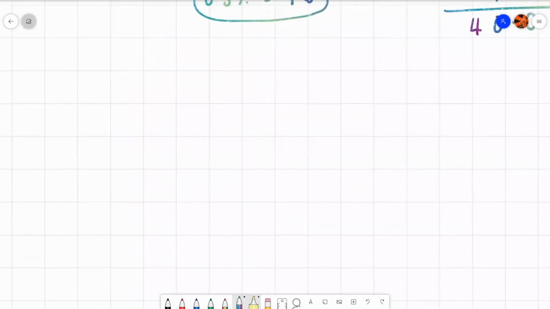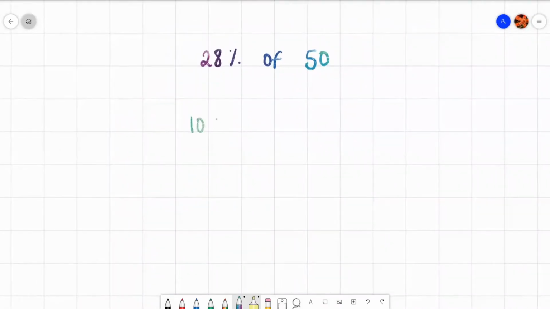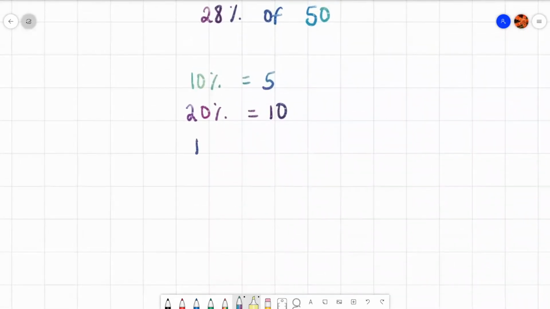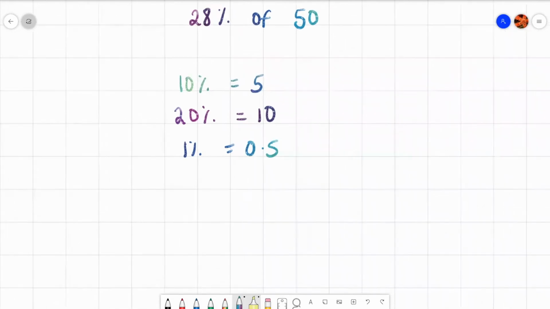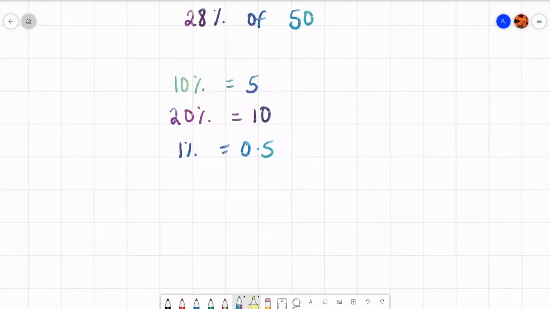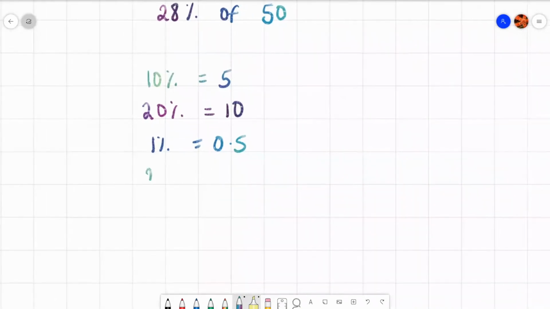Right, let's have a look at what if we had 28% of 50. Well, I need to work out 10% here, which is 5. You would then work out 20% by doubling, which is 10. Then here's where you need the 1%, because we need to work out 8%. So to work out 1%, I'm going to do 10% divided by 10, which is 0.5. Then there's two ways here. You can either work out 2% and take it away from the 10% or work out 8%. So let's do both. If I work out 2% here, that's easy because I can double 0.5 to get 1.